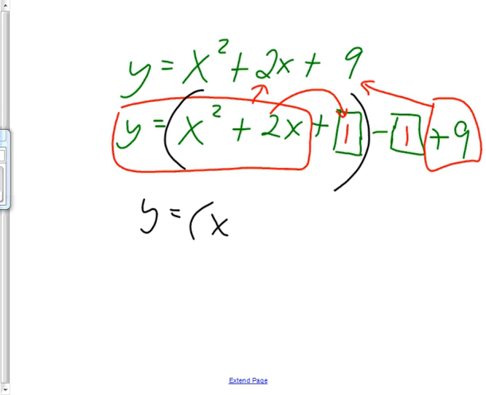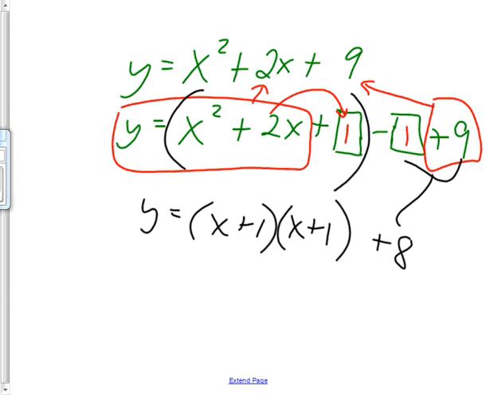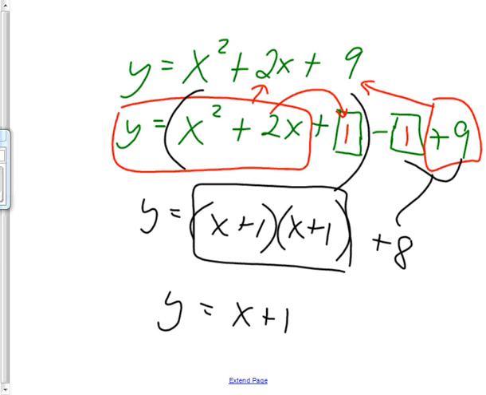Y equals x plus 1, x plus 1. And then this part here makes 8. You may skip over this step right here if you want to. You can just jump right to this answer once you get good at these. Squared plus 8. That way you have vertex form just a little faster. Final answer, what's the vertex? Negative 1 comma 8.